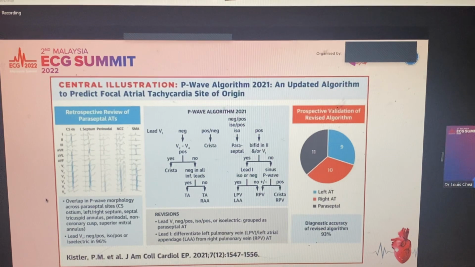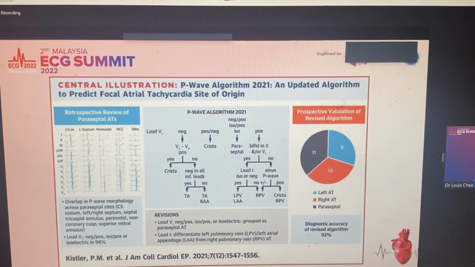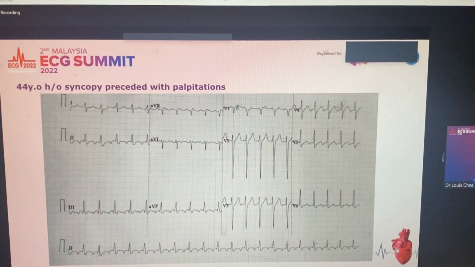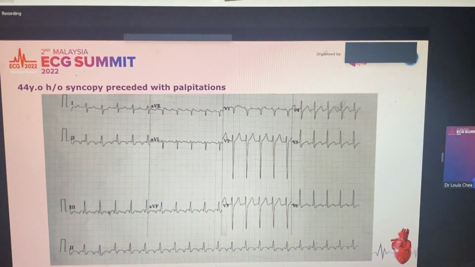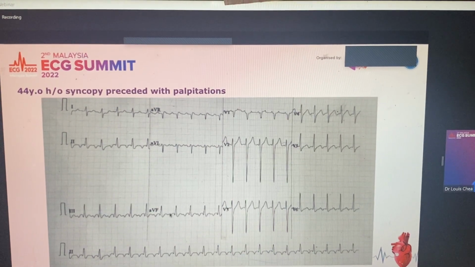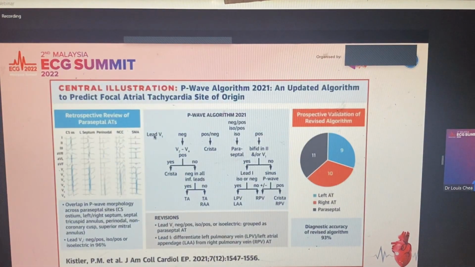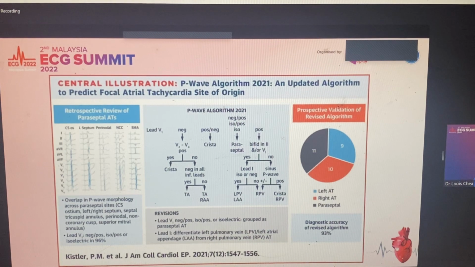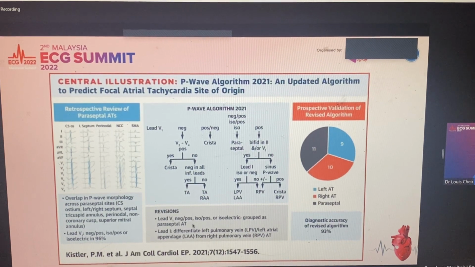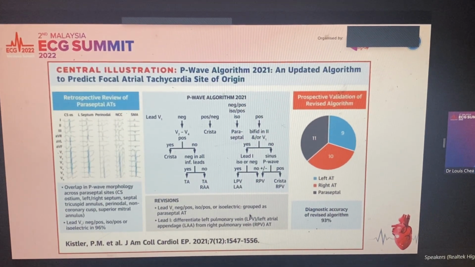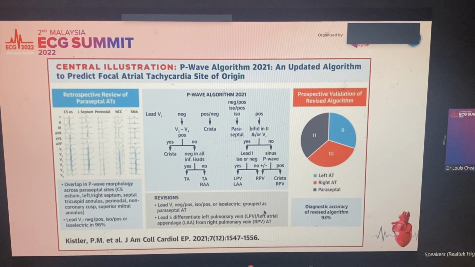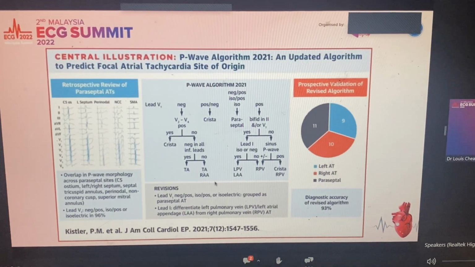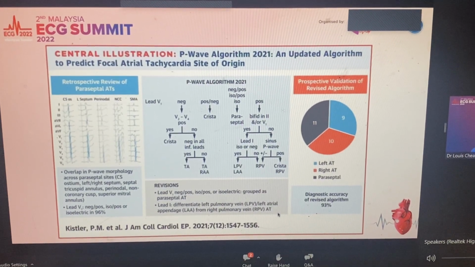There is actually a P wave algorithm that we can use to guesstimate where the ectopic tachycardia is. As you can see, the P wave morphology in V1 is positive and the P wave morphology in the inferior leads is negative. If that's the case, here it is probably in the left atrium, somewhere inferior. However, all these are only for patients without dilated cardiomyopathy or with no structural heart disease. If the patient has a dilated heart, all these algorithms are slightly unreliable.